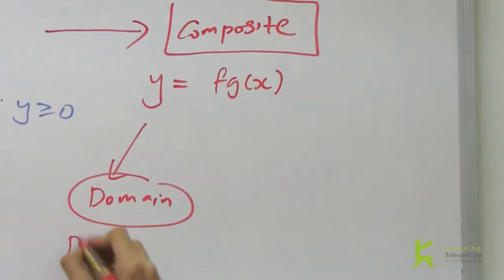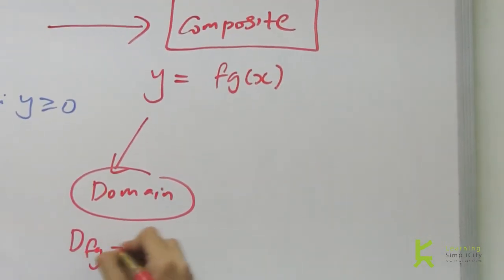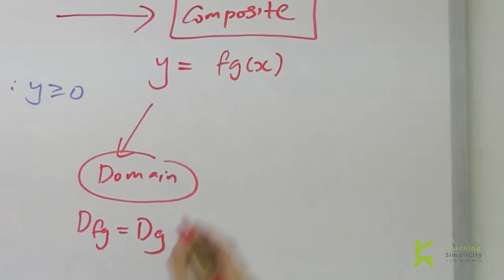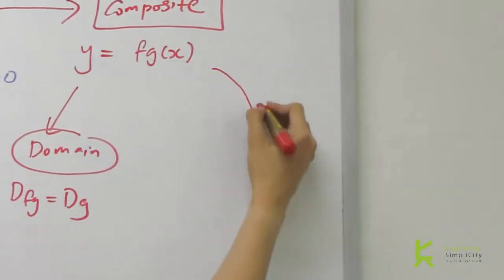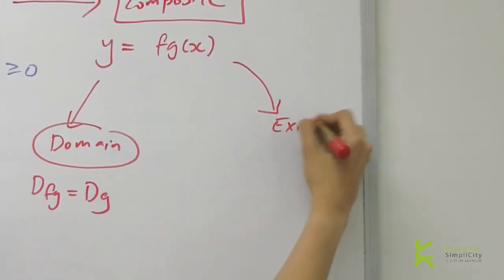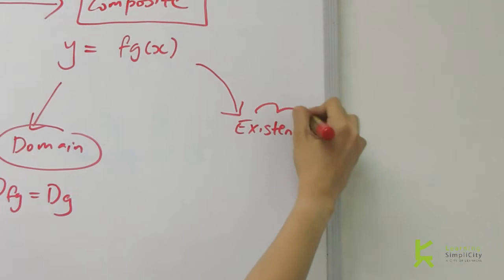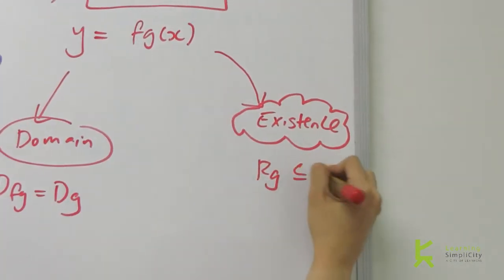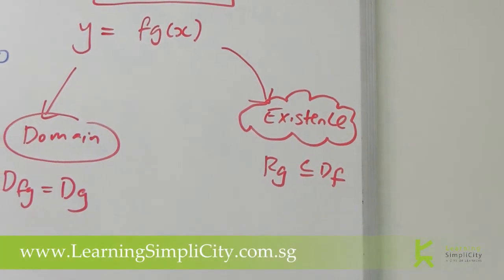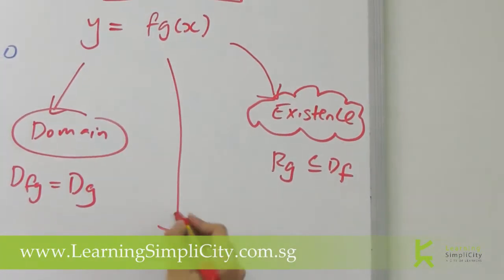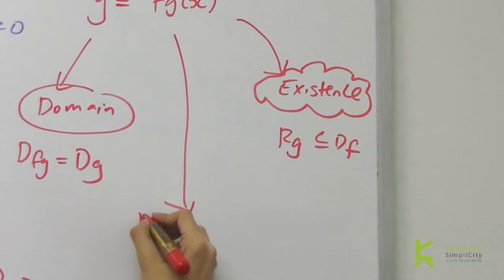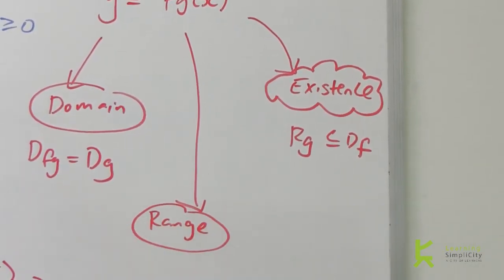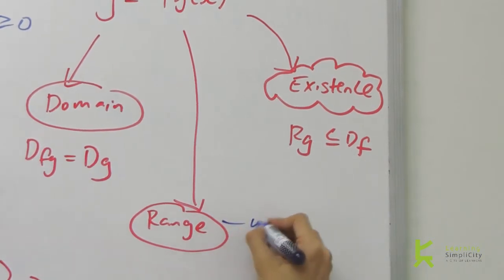It's clear from the diagram that the domain of fg will essentially be the domain of g, because that's the starting set of the domain for this composite function. To find out if a composite function such as fg exists, we need to determine if the range of g is a subset of the domain of f for the collaborative effort of this composite function to carry on. The range of a composite function can be determined using the mapping method.